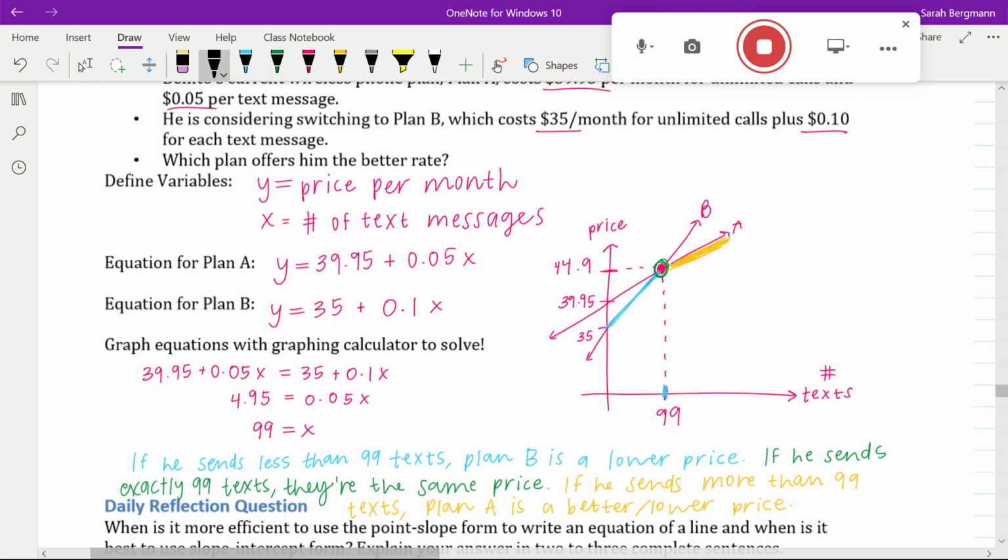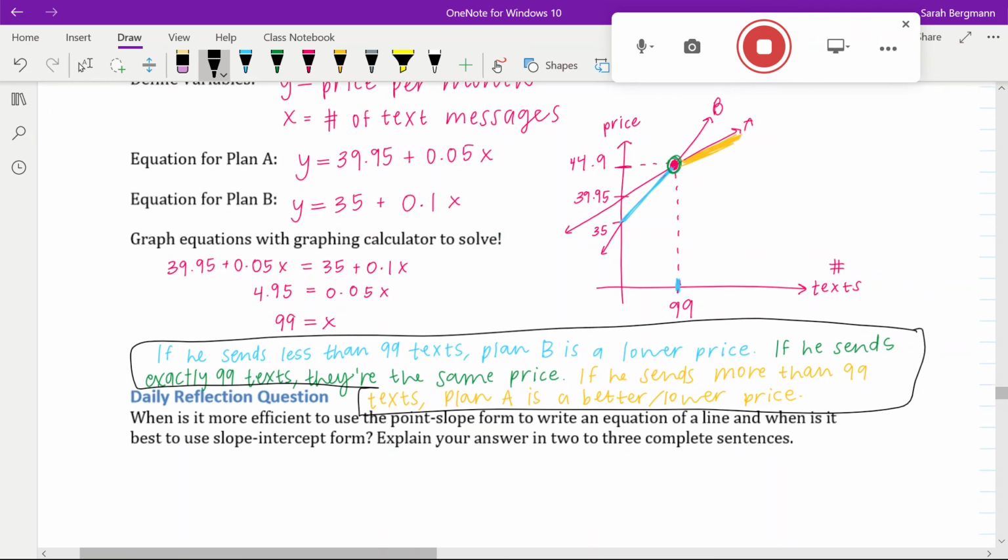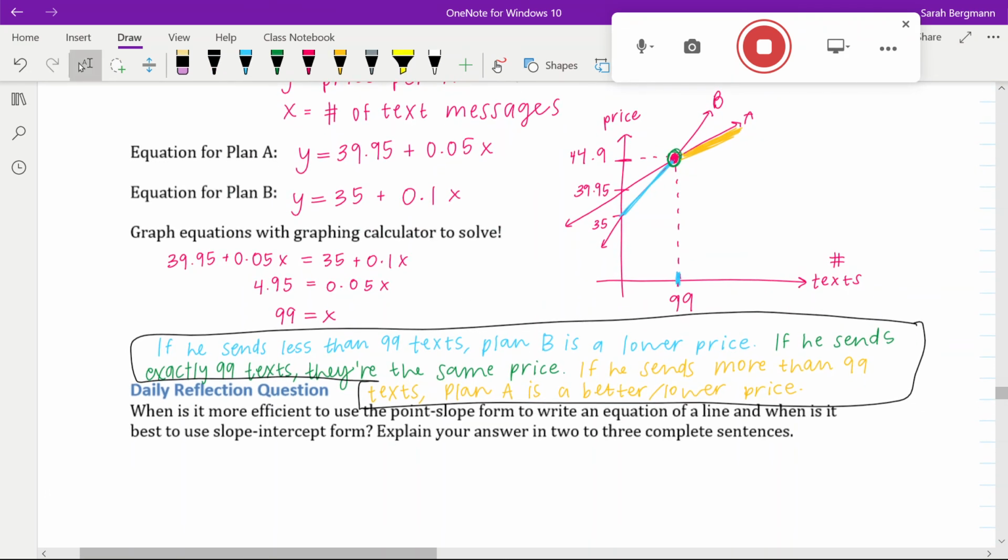Be sure to be specific and explain the entire situation on these questions. Finally, I want you to reflect on this. When is it more efficient to use the point-slope form to write an equation of a line, and when is it best to use slope-intercept form? Please explain your answer in 2 to 3 complete sentences.